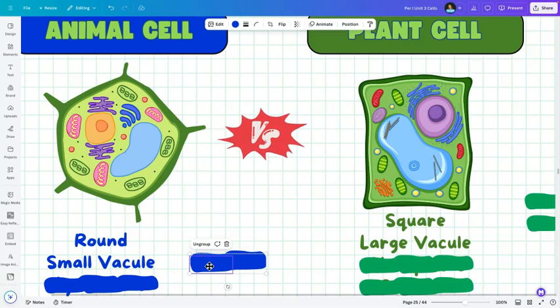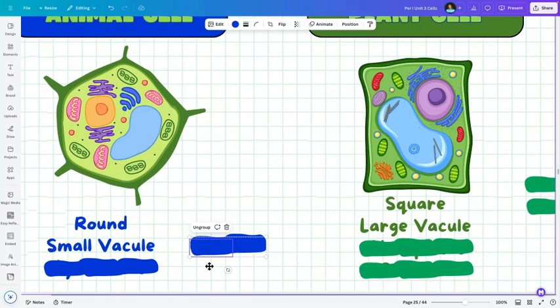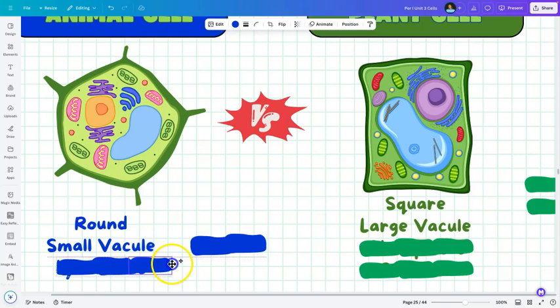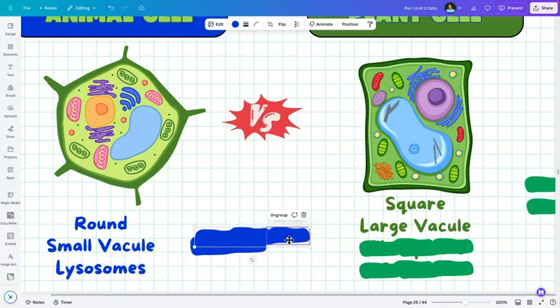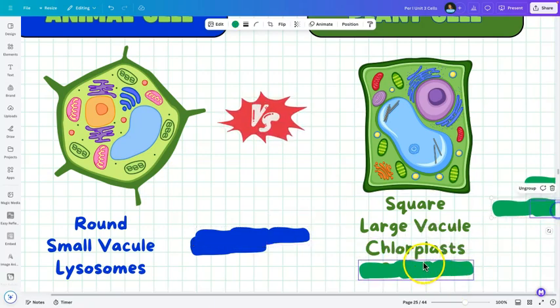What else is different? What do only animal cells have? No, only animal cells. Lysosomes. What are the two structures that are unique to plant cells that animal cells don't have? Chloroplast and cell walls. Good.